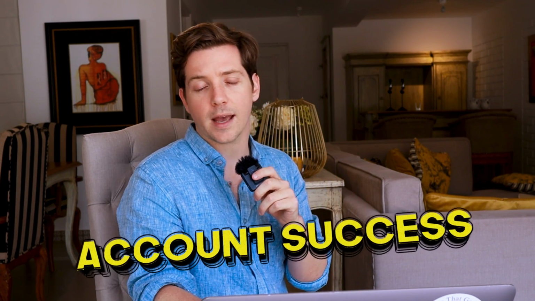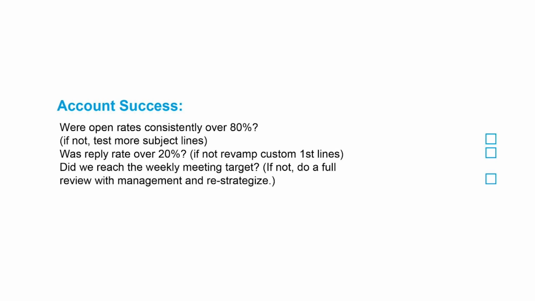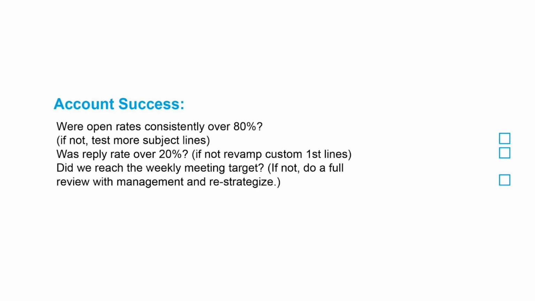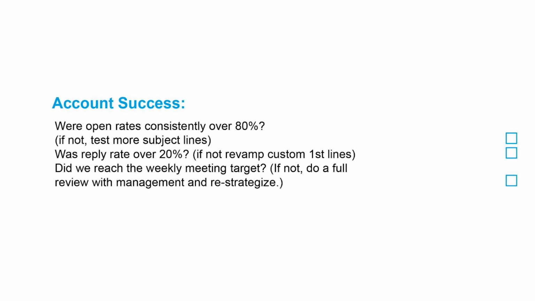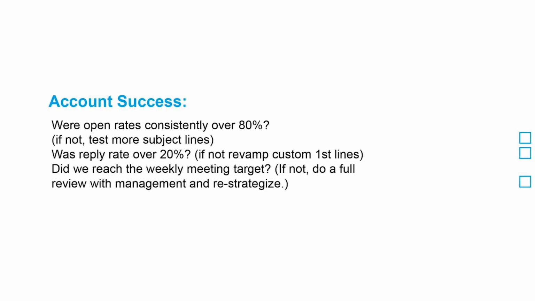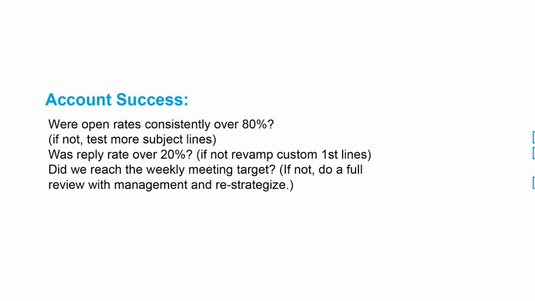Then we get into account success, where we actually optimize the campaigns. Were open rates consistently over 80%? If not, test more subject lines. Was reply rate over 20%? If not, revamp the custom first lines, because the more specific that compliment is, the better that compliment is, the higher the response rate is going to be, both positive and negative.